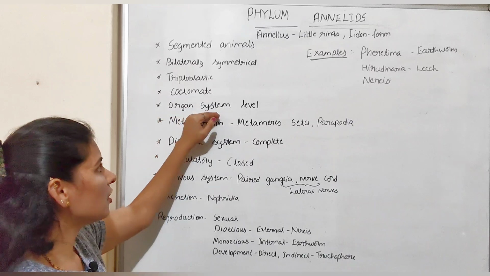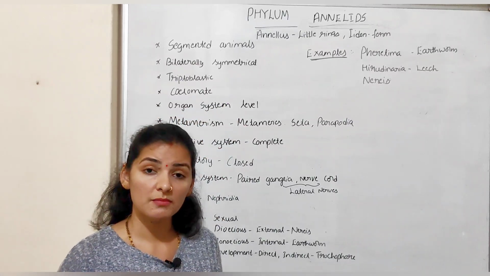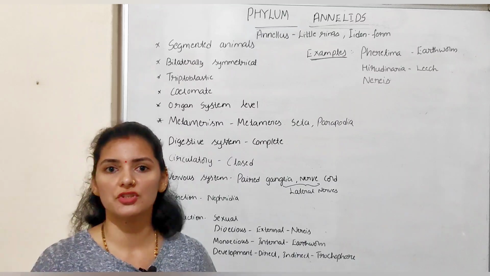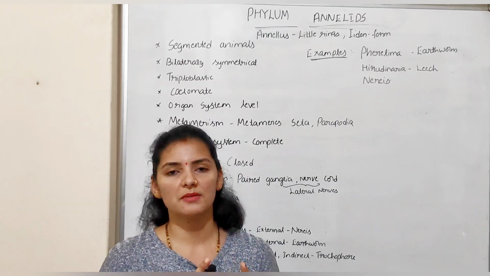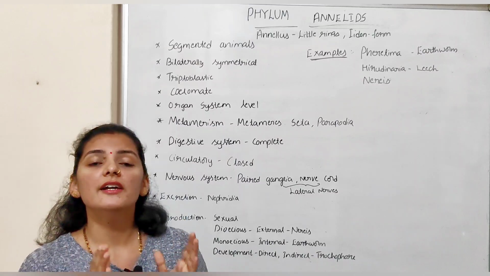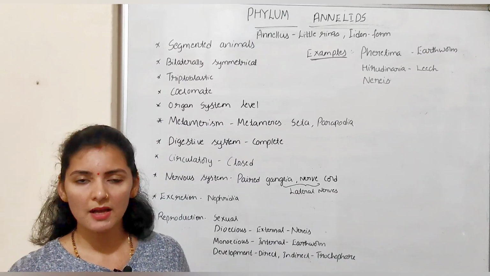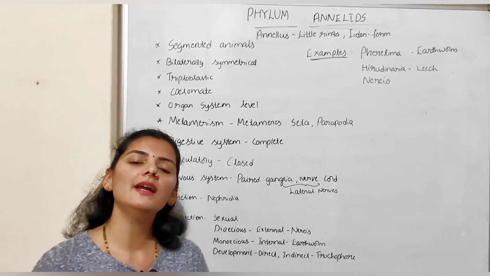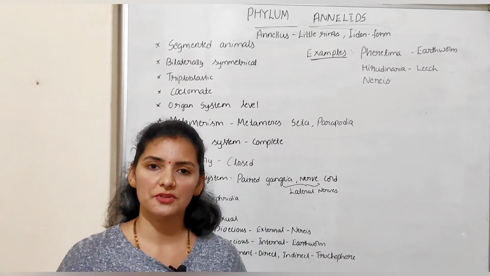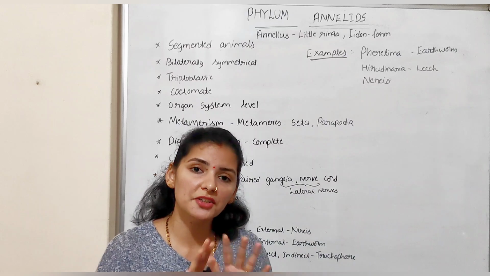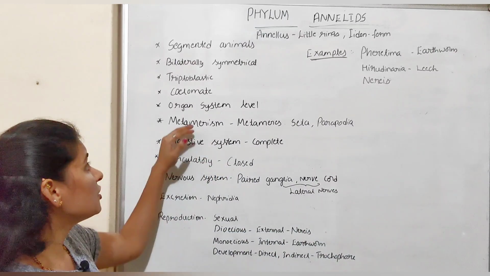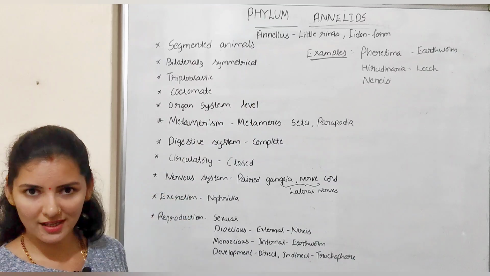These organisms show organ system level of organization. It means many organs together form a particular system to perform a particular function, like digestive system, circulatory system, excretory system, etc. So there is a clear-cut division of work or division of labor in this organism. Like digestion is performed by the digestive system. Distribution of nutrients is performed by the circulatory system, like that. That's why they show organ system level of organization.